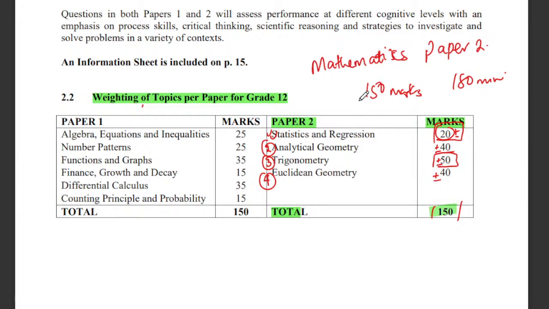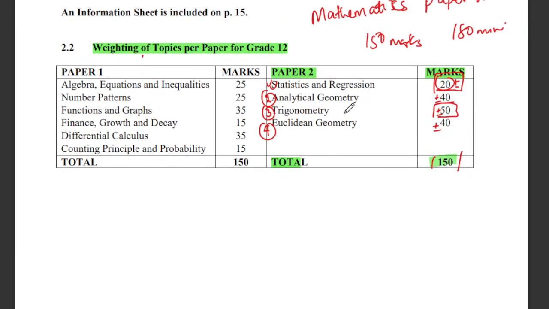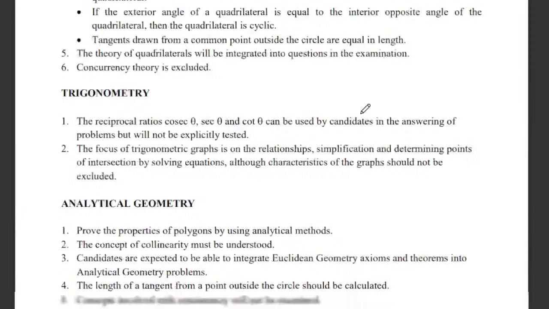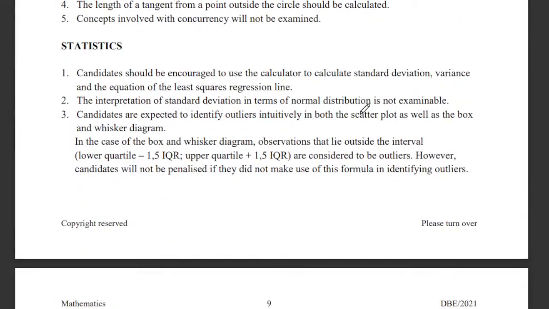Okay, so when we look at, let's see. Looking at page 8, page 8. There we go. So under statistics, they're telling us that candidates should be encouraged to use calculators so that they can calculate or determine the standard deviation. And then when they ask for variance, and then the equation of the least square regression.